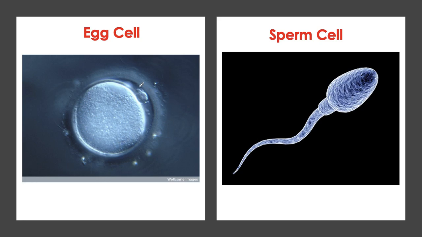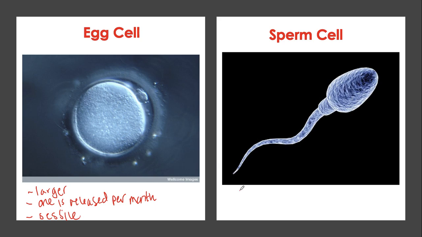This is an egg cell. This is actually taken down a microscope of a real egg cell, but this is actually a computer image of a sperm cell. The egg cell is much larger, more than 1,000 times larger than a sperm cell. We've only got one released per month, mostly. Sometimes 2 are released, and then you end up with twins sometimes. And they can't actually move by themselves. They're said to be sessile.